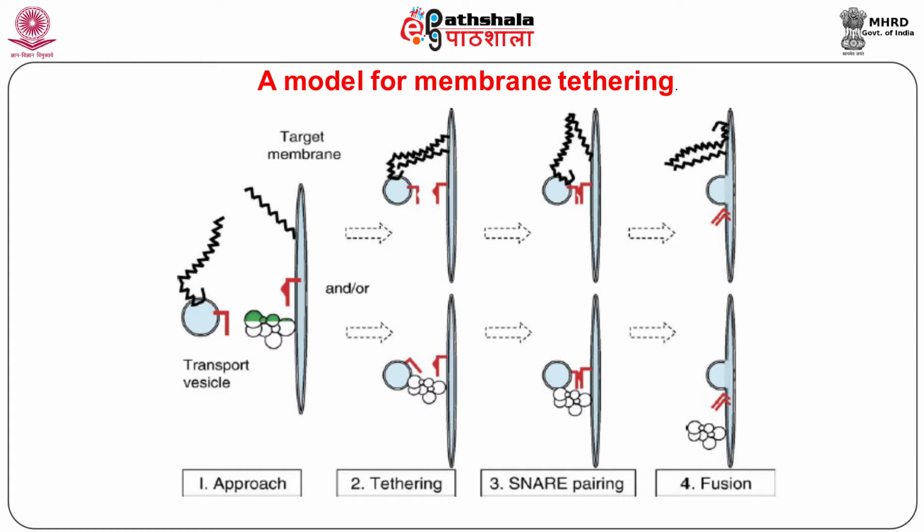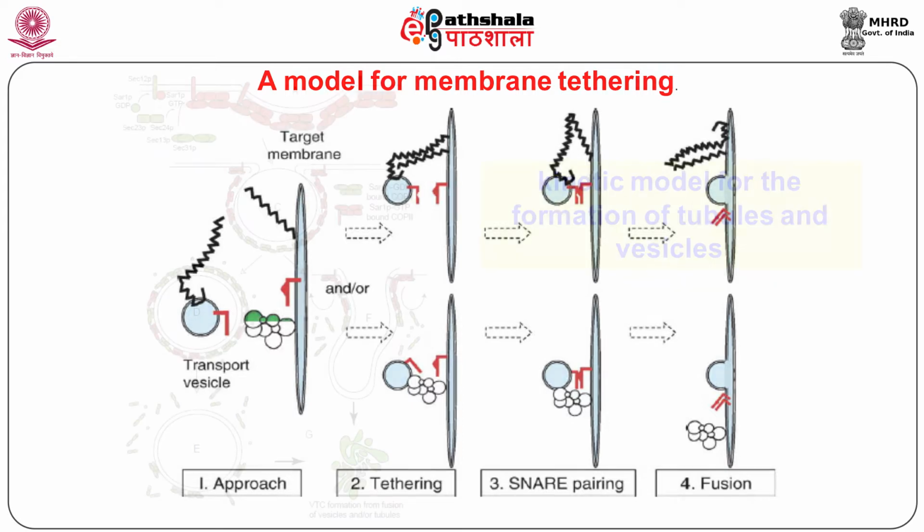The third step is pairing of SNAREs. The similar V SNARE on the transport intermediate and T SNAREs on the target compartment pair to form trans SNARE complexes. This process is known as docking. In the last step, the assembly of SNARE complexes drives membrane fusion. Transported cargo is either incorporated into the membrane of the target compartment or is released into the lumen.